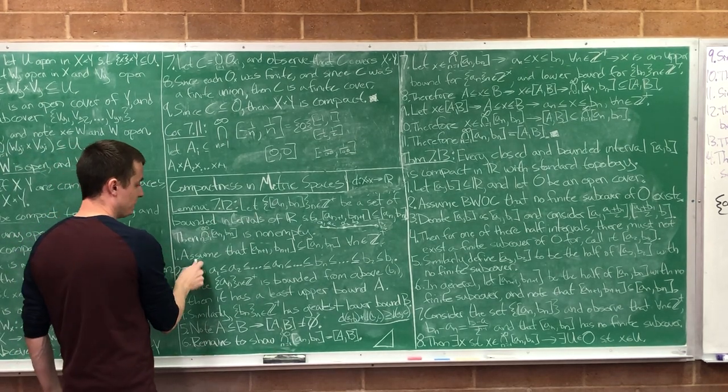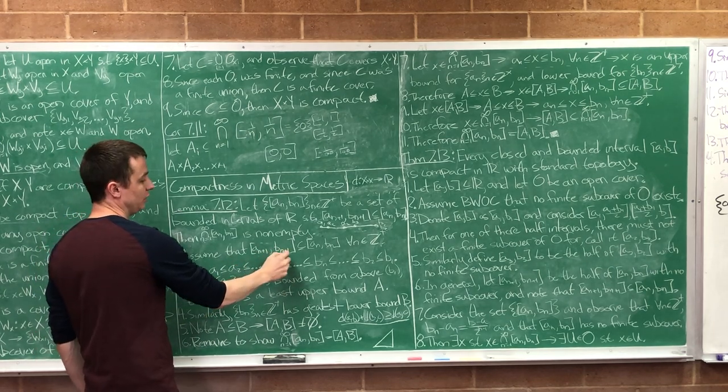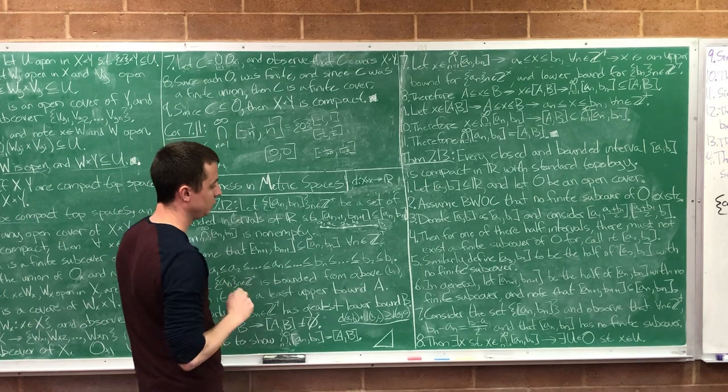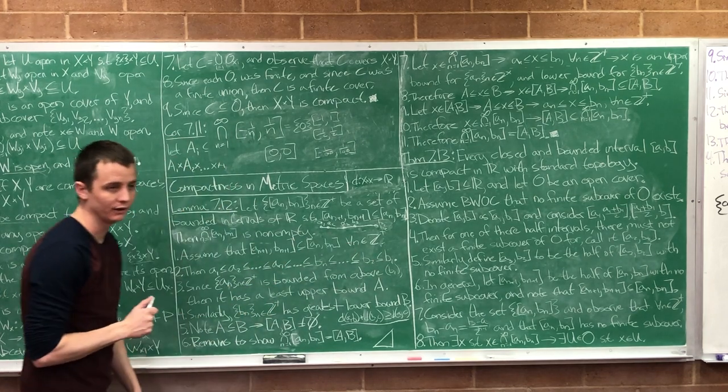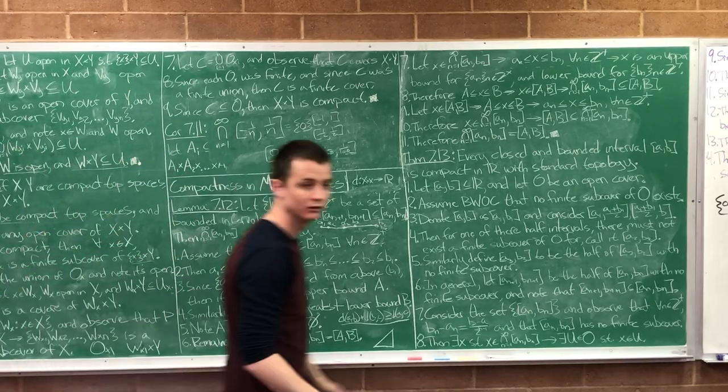So, let's get started. Assume that the interval [a_{n+1}, b_{n+1}] is a subset of [a_n, b_n] for all n in the positive integers. Assume we have nested intervals. With me so far?